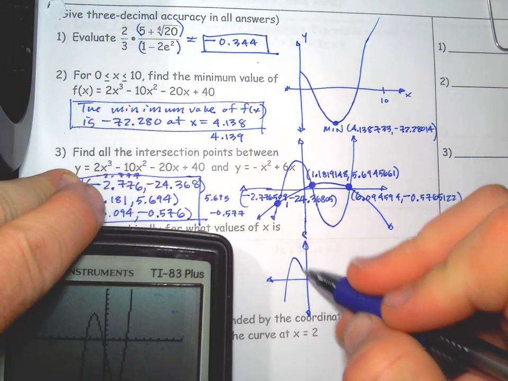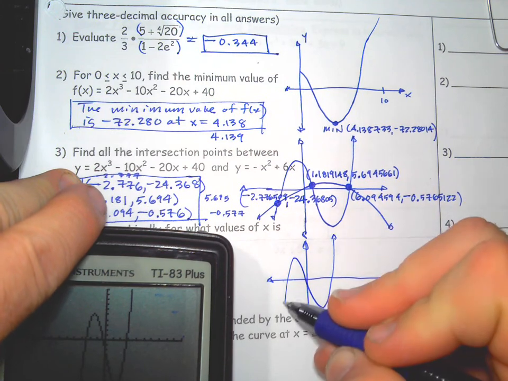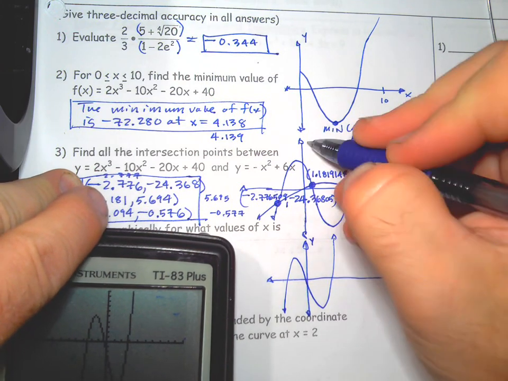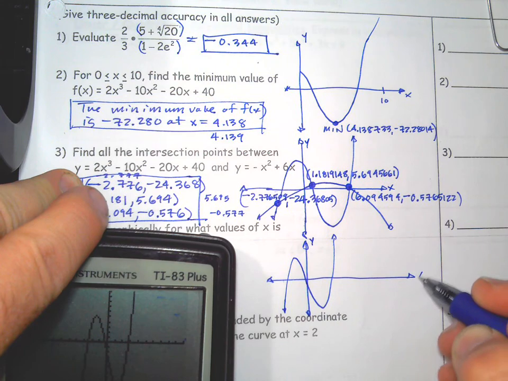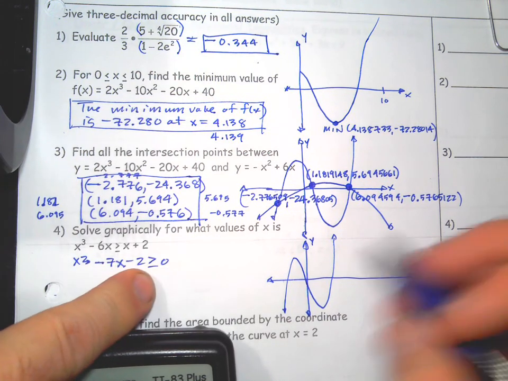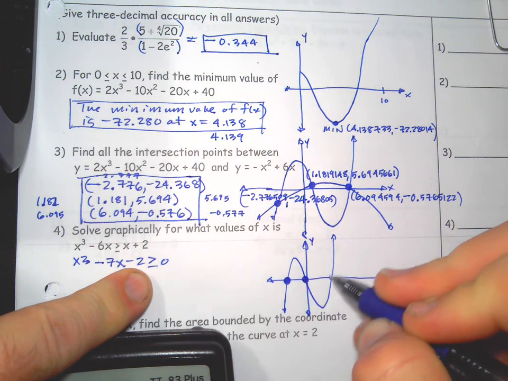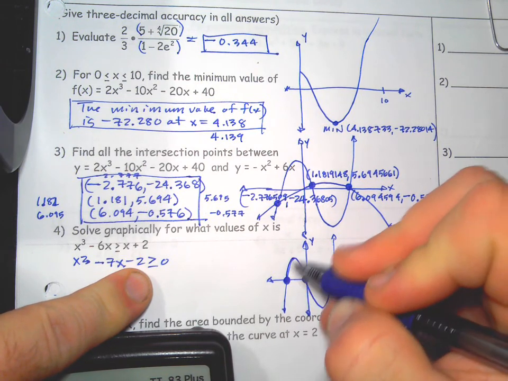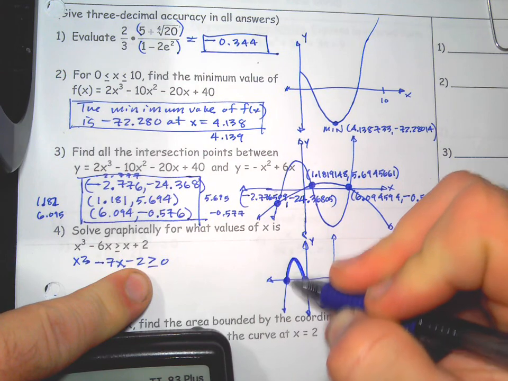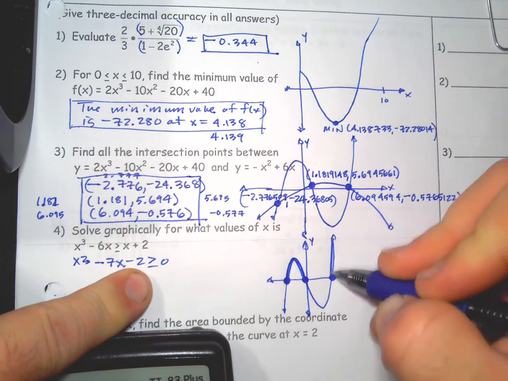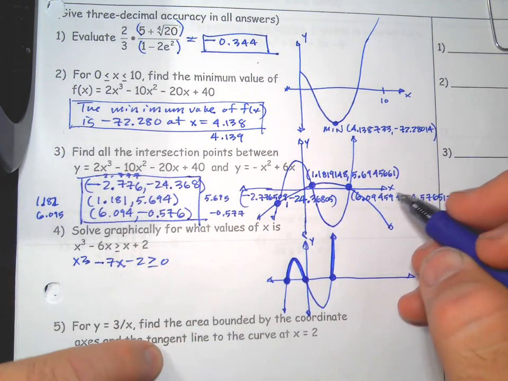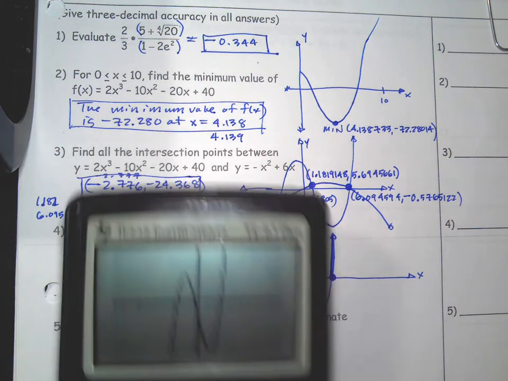And it kind of looks like that. And we want to know where it is above or equal to the x-axis. So solid dots, and above or equal to. So that is your answer, and that's your answer. So we've got to find those x-intercepts.